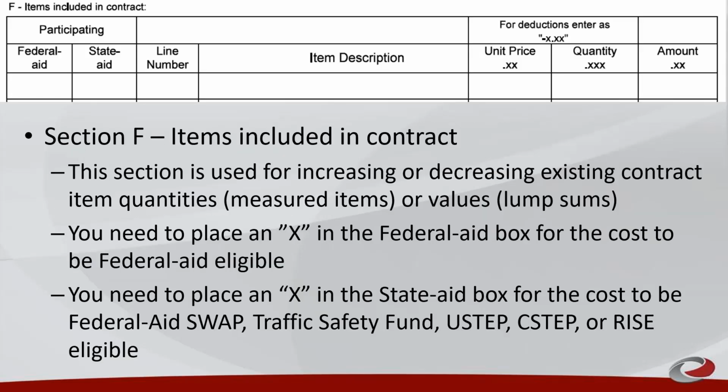Section F, items included in the contract. This section is to be used to increase or decrease existing contract item quantities for measured items or values for lump sum items. An X is to be placed in the federal aid box for costs that are federal aid eligible. An X is to be placed in the state aid box for costs to be federal aid swap, traffic safety funds, U-step, C-step, or RISE eligible funds. If no X is present, the item will be considered non-participating.